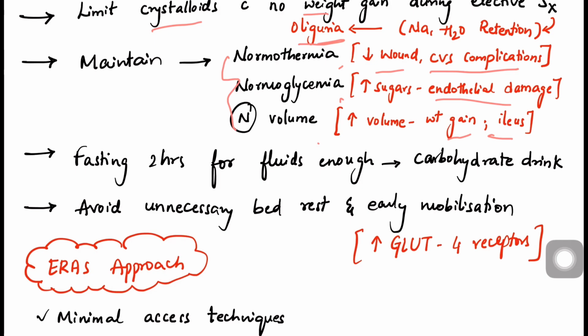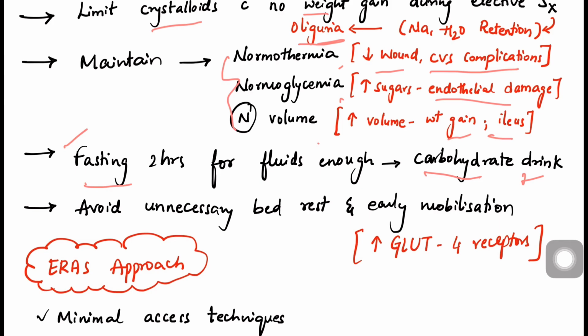When we keep the patient NBM for more than 8 hours, the patient will be in a state of stress, and it will also increase postoperative insulin resistance. So we have to give a carbohydrate drink 2 hours prior to surgery. This will also decrease perioperative anxiety as well as postoperative insulin resistance. This is a newly introduced one.